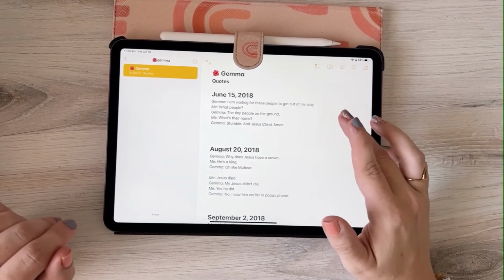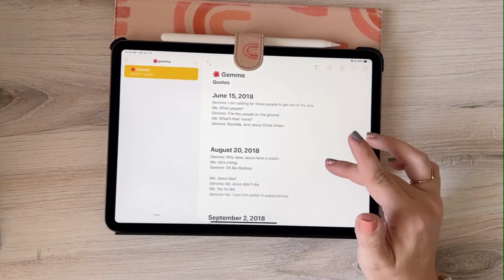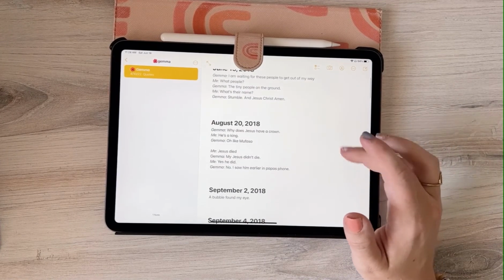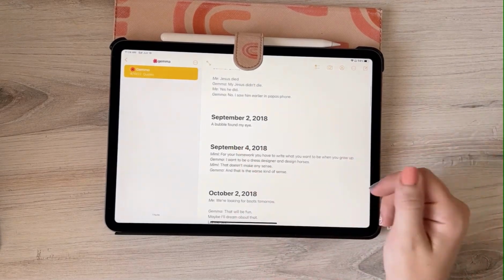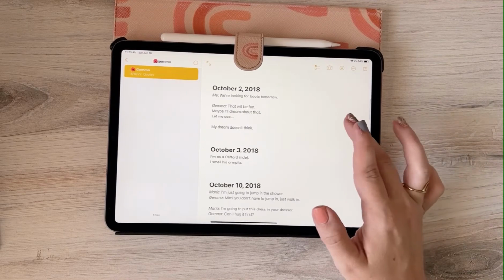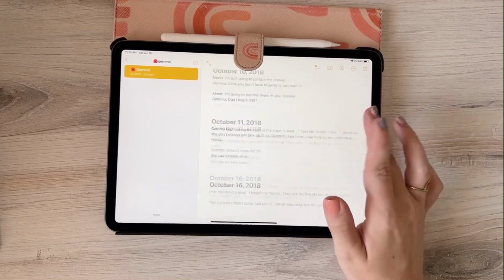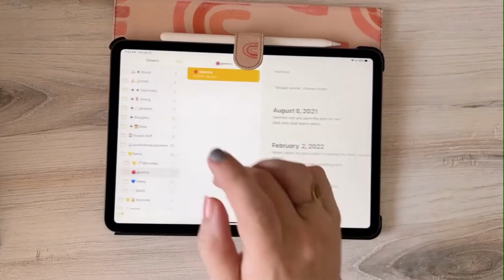These are funny quotes from my daughter. So I keep a whole list, they are just hilarious. I write the day, and then, you know, Gemma said, "A bubble found my eye." Just funny things that she said all through the years. So I have a ton of those.